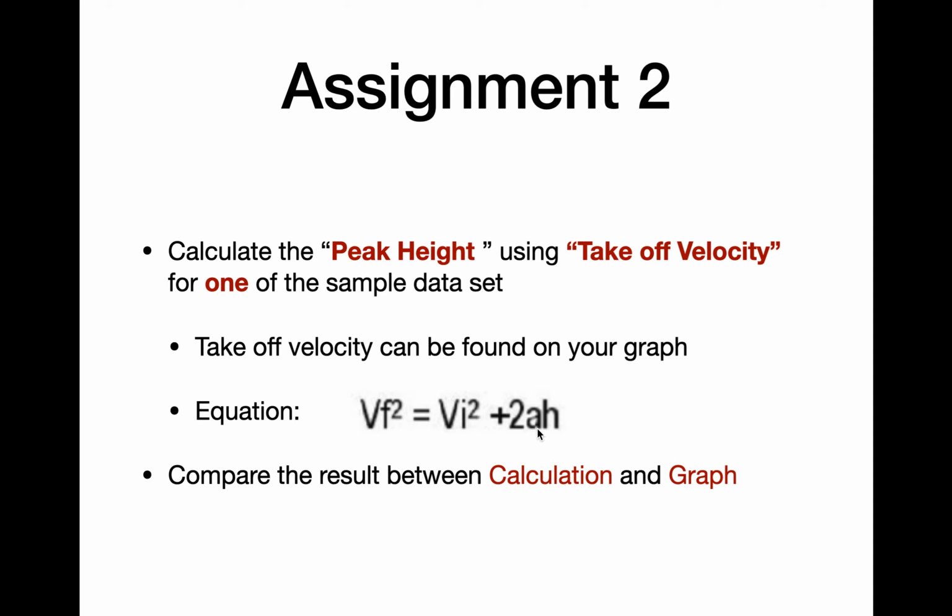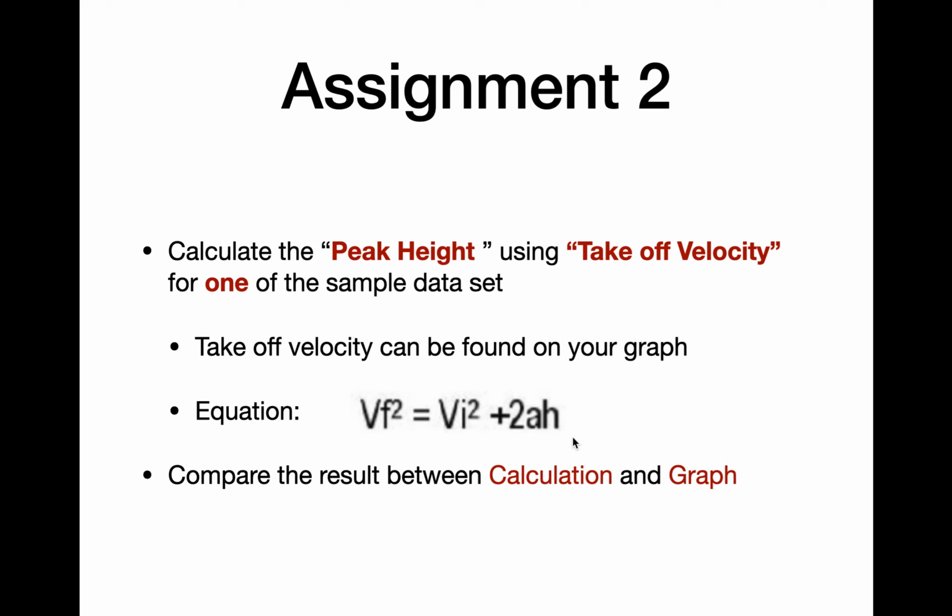Then we know acceleration is negative 9.8, because after takeoff you only have gravity acting on you. So the acceleration will be negative 9.8 after initial takeoff. Then the height will be the peak height when your final velocity is 0. So you put 0 here, takeoff velocity here, 2, and negative 9.8, and you'll get your peak height here.